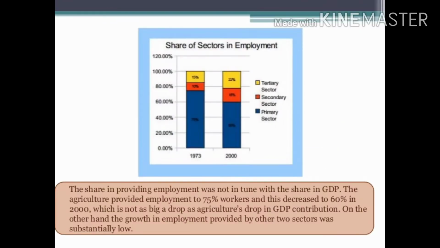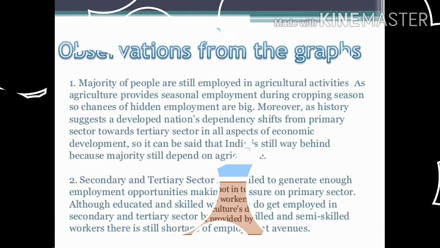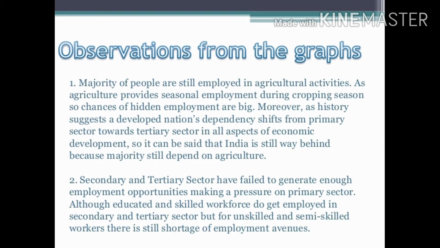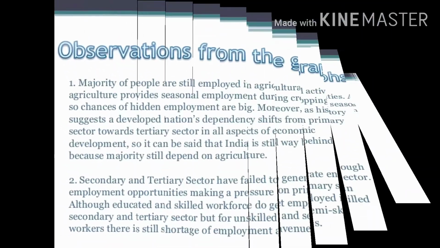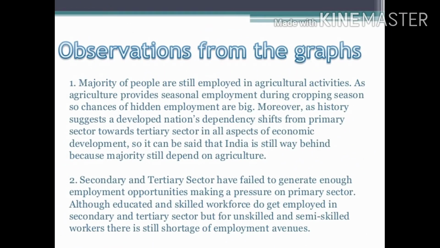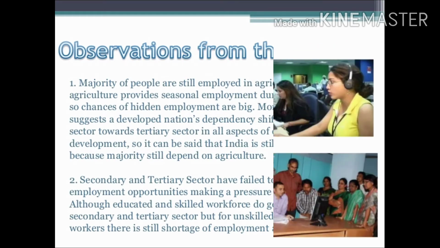The share of employment in the three sectors according to 1973 and according to 2000. So great changes took place. On observation of the graph, the majority of the people are still employed in agricultural activity, as agriculture provides seasonal employment. So during the cropping season, such hidden employment is big. Moreover, as history suggests, a developed nation's dependency shifts from the primary sector toward the tertiary sector in all aspects of economic development.